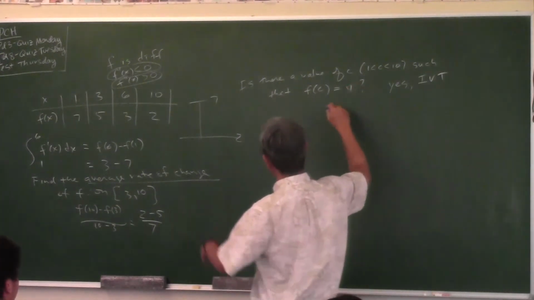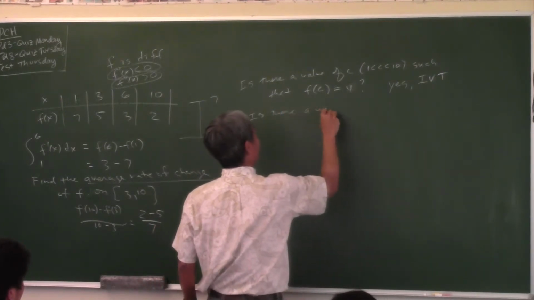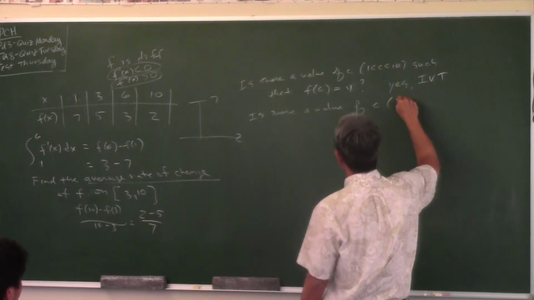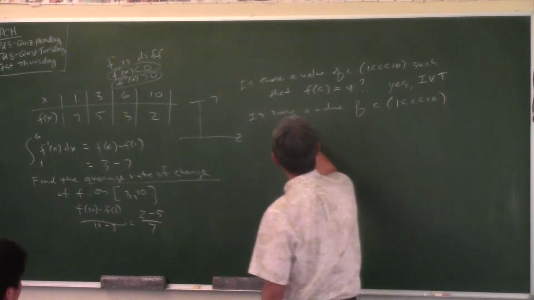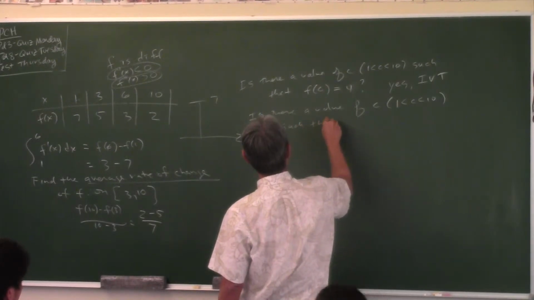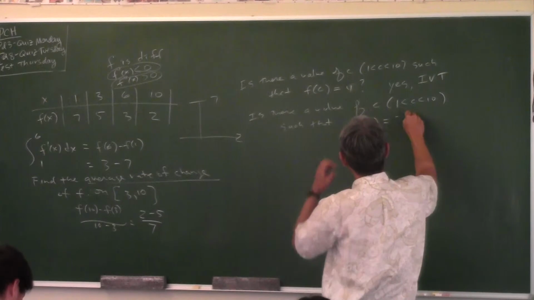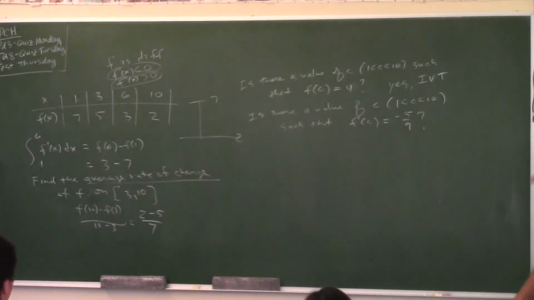Okay, quick, we got 4 minutes. Is there a value of C between, okay, let's just go 1 and 10 again, such that f prime of C is equal to -5/9? Okay, you're up here. Is there a value of C?